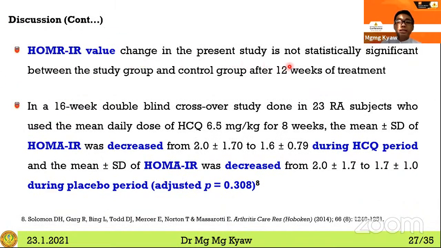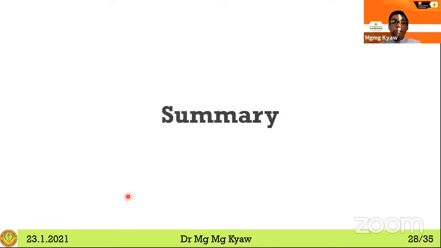HOMA-IR value change in the present study is not statistically significant between the study group and control group after 12 weeks of treatment. This finding of no significant association between hydroxychloroquine and HOMA-IR is comparable to the study done by Solomon et al. In 2014, Solomon et al. performed a 16-week double-blind crossover study in 23 subjects, in which HOMA-IR was decreased during the hydroxychloroquine period and was also decreased during the placebo period.